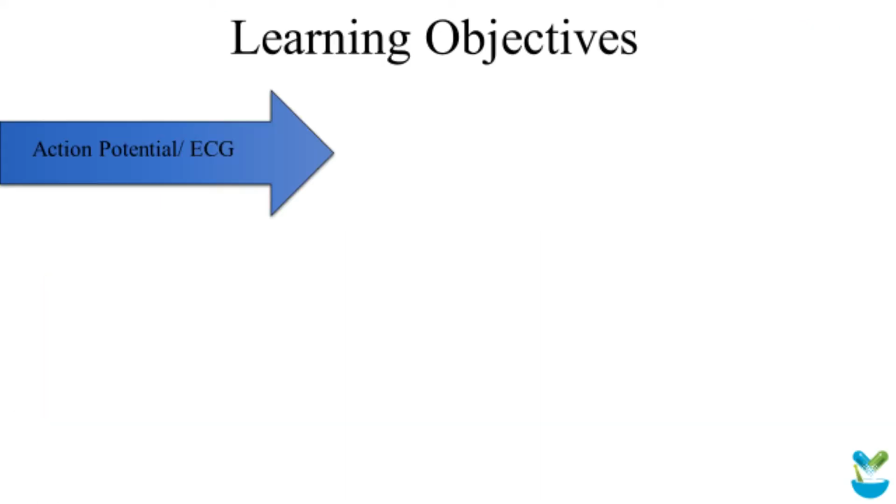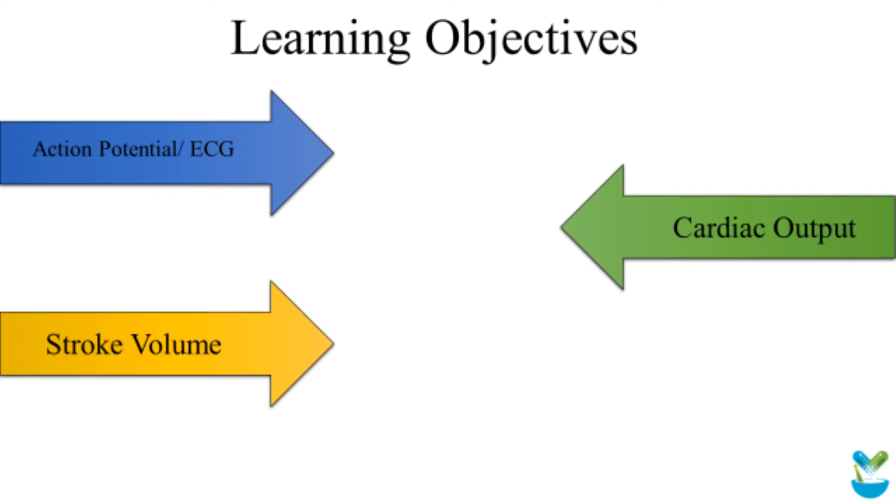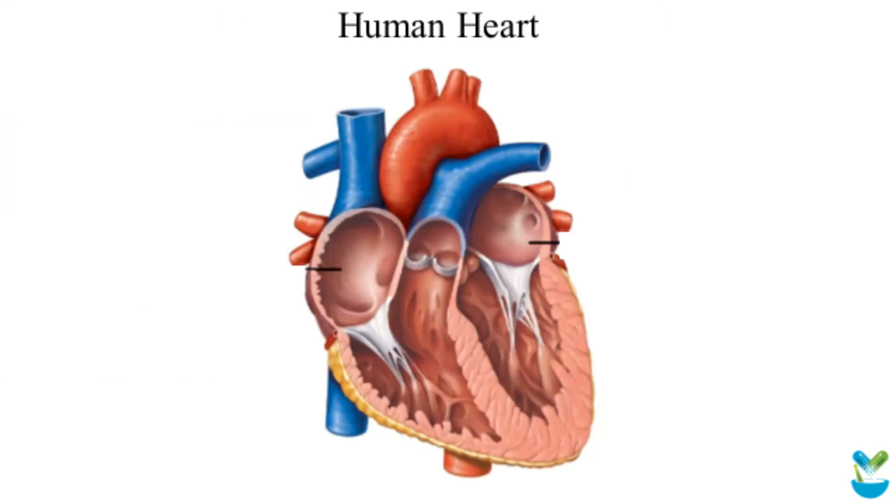You guys are really going to find this video very helpful because in this I'm going to talk about the action potential graph and will also clarify some terminologies like cardiac output, stroke volume, ejection fraction and a few more with examples. So watch this video till the end and make this topic easy for you.